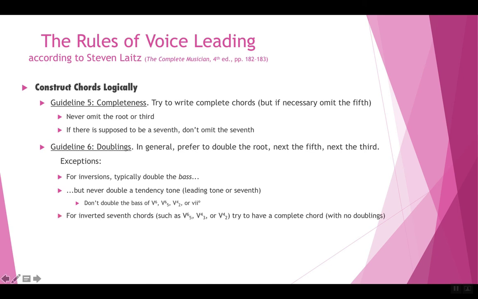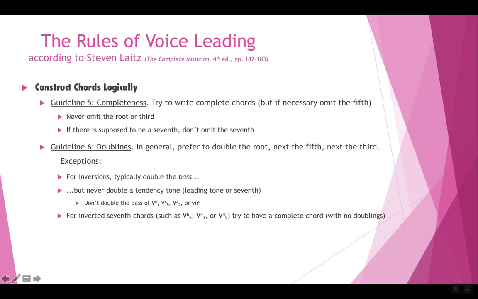For inverted 7th chords, such as 5-6-5, 5-4-3, or 5-4-2, the 3rd of the 5-7 chord is in the bass, the 5th of the 5-7 chord is in the bass, or the 7th is in the bass. Try to have a complete chord with no doublings. So this is something you learn, I think, in chapter 8. You get to pay more attention to it. But in general, we're always talking about doublings.